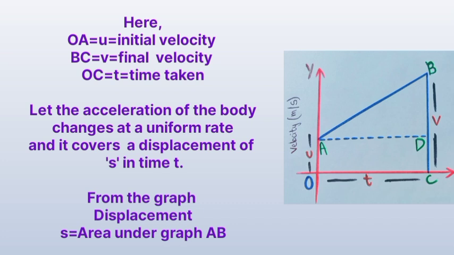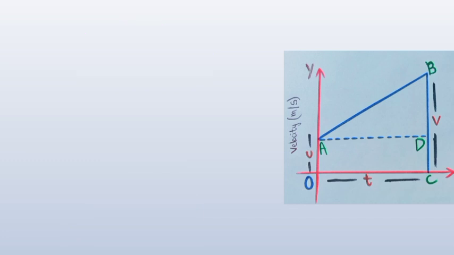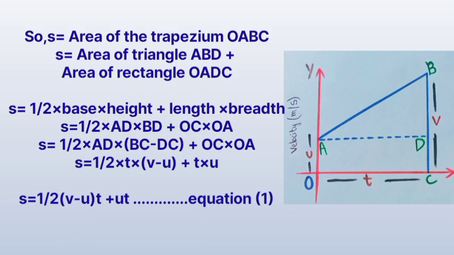Let the body accelerate at a uniform rate and cover a displacement of s in time t. From the graph, displacement equals the area under graph AB. So displacement equals the area of trapezium OABC.